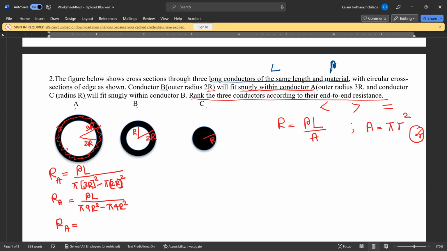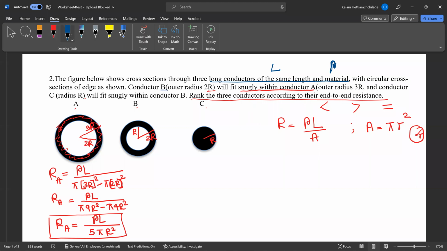The first time, do it like that, then you understand it. Don't just jump and say this is greater than the other one. It's not definitely correct when you do that. 9 minus 4 is 5, so pi times 5r squared. So I found it for A, right? Now you can do the same for B and C.